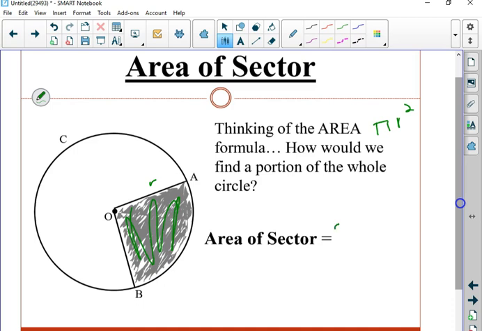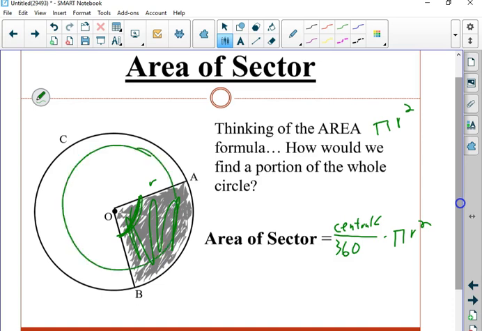Here's what we do. We take the central angle divided by 360 times pi r squared. So whatever the measure of this angle is right here, we want that measurement divided by 360. Because think about it. The entire circle is 360 degrees. This is a part or a fraction of the circle. So it's a fraction of 360. That's where that comes from. And we're going to take that fraction times the total area. And that will give us the area of that section, or that sector.